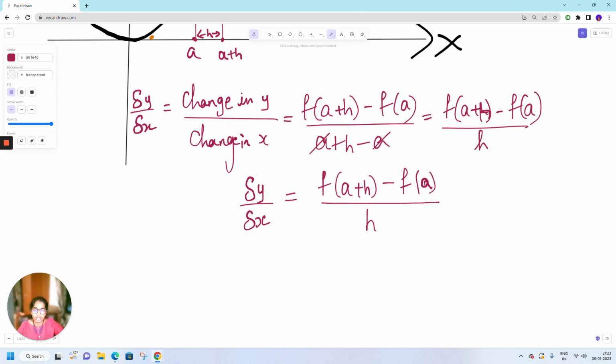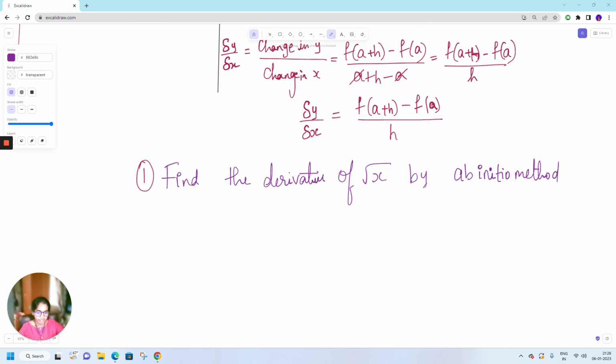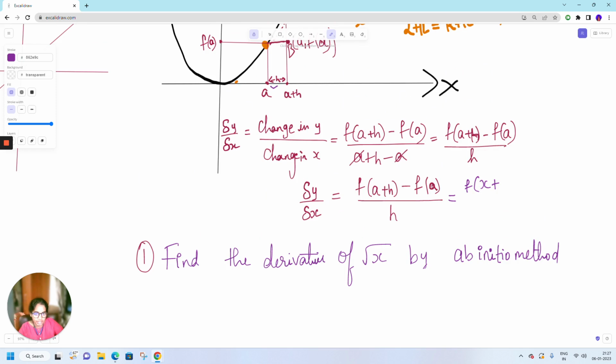Let me solve a problem on this now. The given question is: find the derivative of root x by the ab initio method or delta method. I'll make a little change to my formula. In place of a, I'll write x. What was h? It was a small change on the x-axis, the small distance over here. So I'll change it to f of x plus del x minus f of x, divided by h, which is del x.